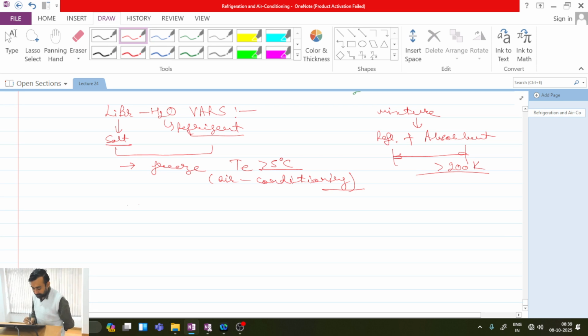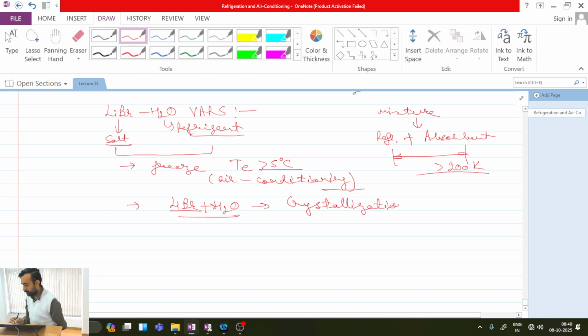The second important point is, whenever we are using lithium bromide, along with it there should always be some water present within the system. Okay, because if there is pure lithium bromide, then crystallization will happen. Crystallization will freeze the pipelines and we will not be able to achieve the flow of the fluid. Okay, is this clear? So these are the advantages of the lithium bromide and water system.